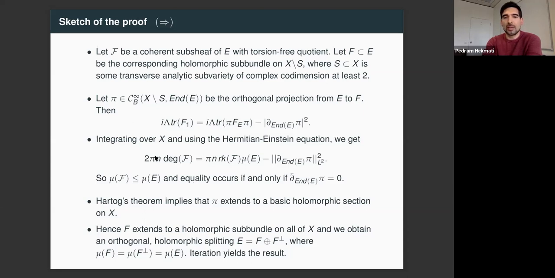right-hand side, you can rewrite this as a multiple of the degree on the left equals the expression on the right-hand side. So in particular, if you divide by the rank of the coherent subsheaf, it tells you that the slope of the sheaf is less than or equal to the slope of E, and equality occurs exactly when the differential of the projection is 0. And using that the projection is self-adjoint, it also tells you that the del bar of pi is 0. And so in particular, it's covariantly constant.